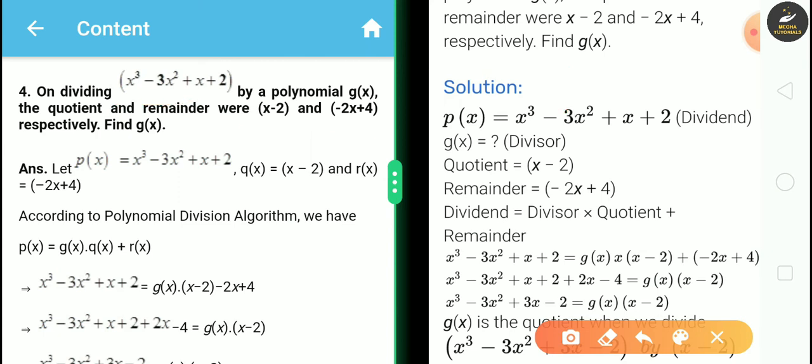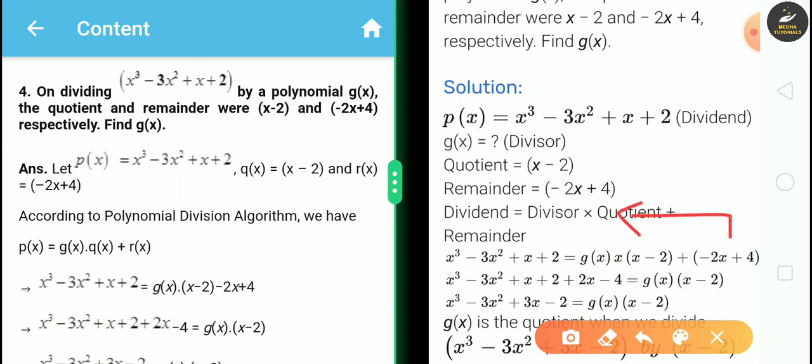It is given that p of x is equal to x cube minus 3x square plus x plus 2, which is dividend, g of x divisor, which we have to find, quotient x minus 2 and remainder minus 2x plus 4. So division algorithm is dividend is equal to divisor into quotient plus remainder. So we will substitute above values in the division algorithm, then we will get x cube minus 3x square plus x plus 2 is equal to g of x into x minus 2, this is into, plus minus 2x plus 4.